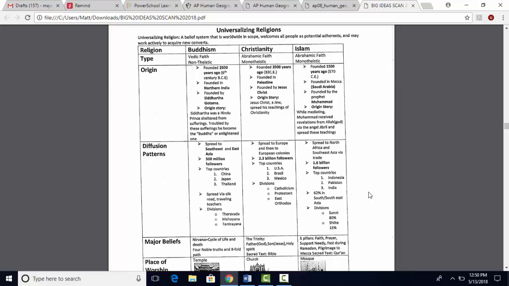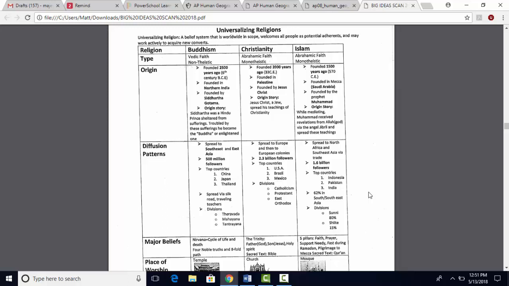It's founded in northern India, just like Hinduism was. Remember, it's founded by a guy named Siddhartha Gautama. He was a Hindu prince. He was completely sheltered from suffering and pain. And he was troubled by this, so he decided to renounce it all. He left all of his wealth, and he traveled around in order to try to become the Buddha or the Enlightened One. And of course, the key here was sacrifice and pain and suffering in order to achieve none of these things in the afterlife.